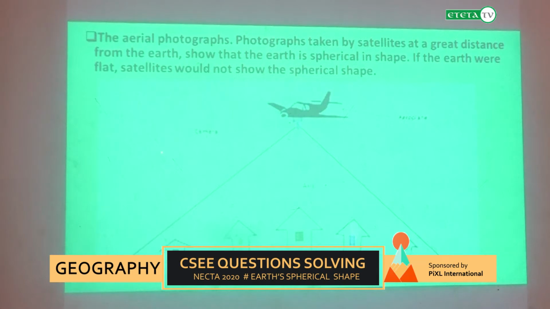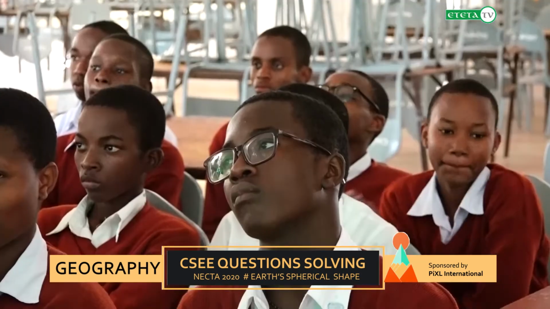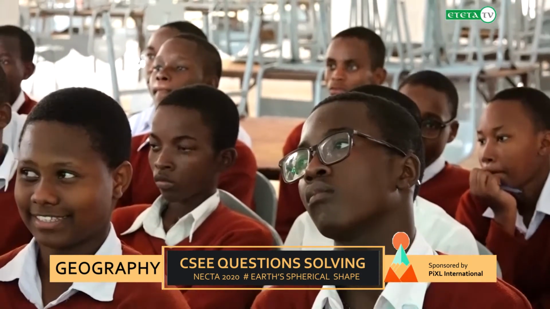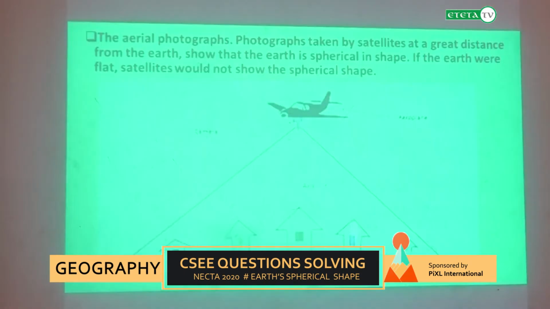Now, if at all the Earth were flat, the photographs would not show the spherical shape. It shows the spherical shape because the Earth's shape is spherical. That is another evidence.